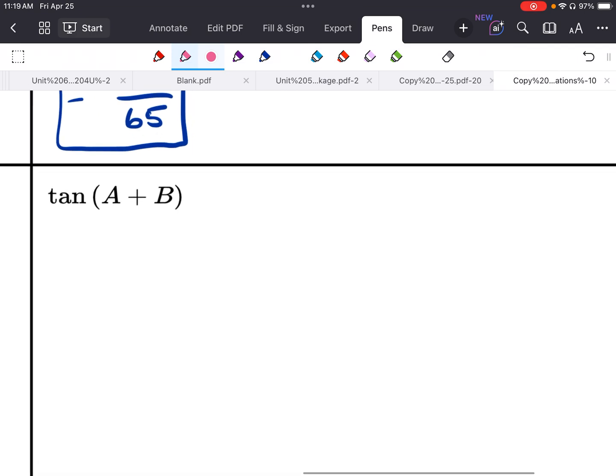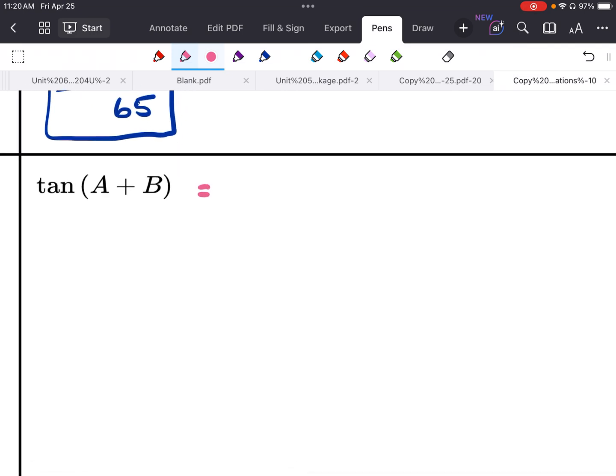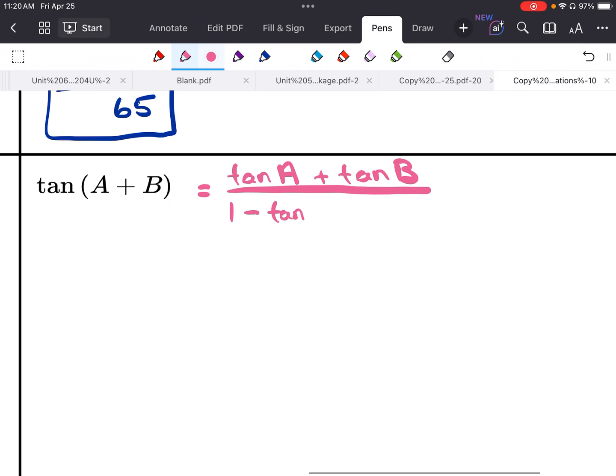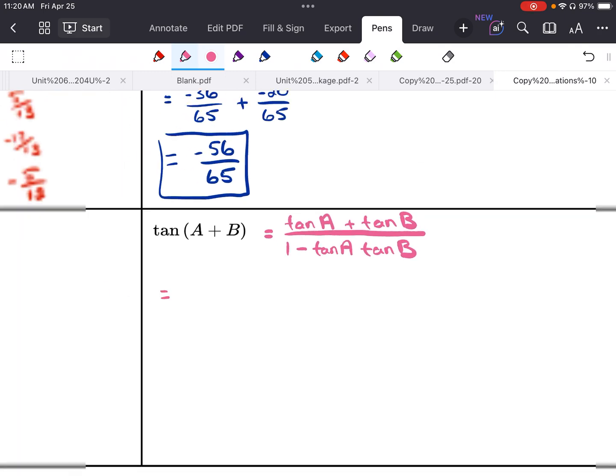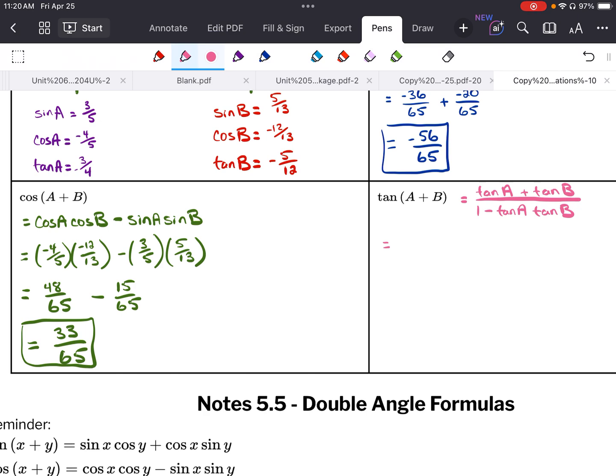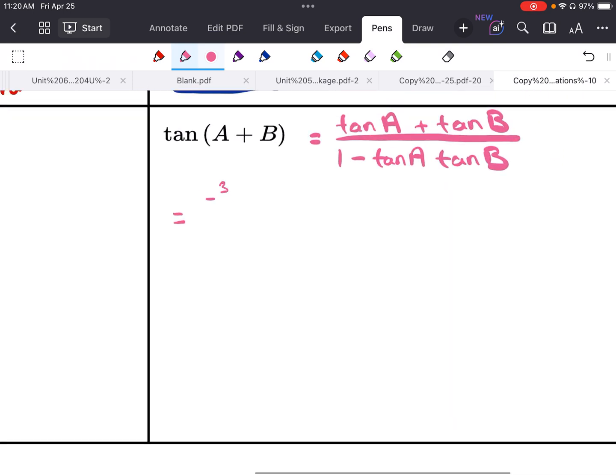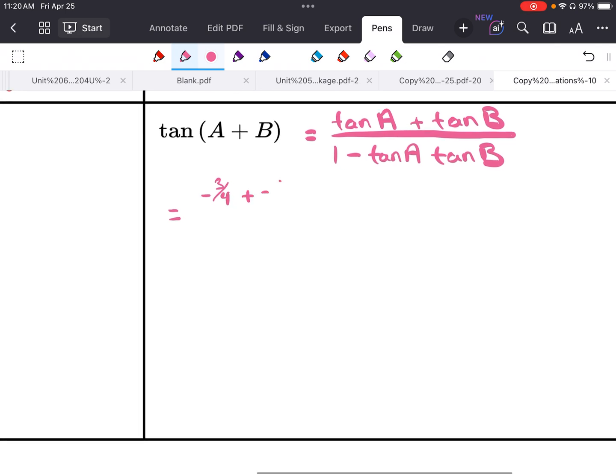Okay, and then the last one, tan A plus B. So the tan compound angle formula is tan A plus tan B, all that on top of 1 minus tan A times tan B. Okay, only worrying about the tans here. So tan A is negative 3 over 4, tan B is negative 5 over 12. So we have negative 3 over 4 plus negative 5 over 12, all that divided by 1 minus negative 3 over 4 times negative 5 over 12.